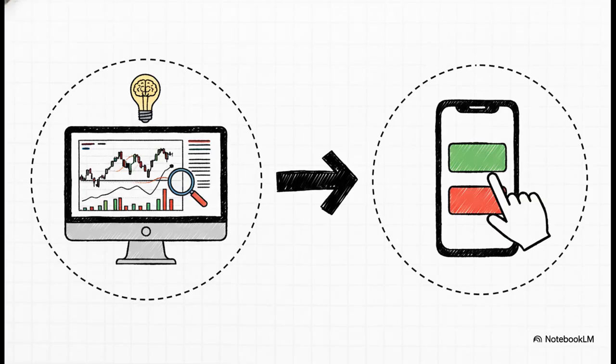And now for the golden rule. This is so important. Do your analysis on TradingView. It has world-class charts and tools. But when it's actually time to place your trade, do it on your broker's official platform. This helps you avoid any potential data lag and makes sure the price you see is the price you get.